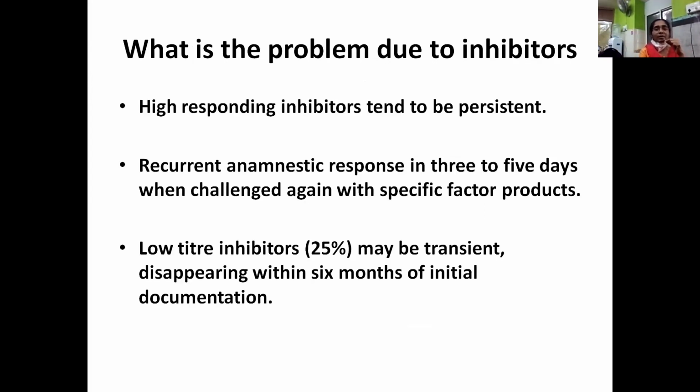So what is the problem due to inhibitors? In patients with a low responding inhibitor, that is less than 5 Bethesda units, sometimes over time the inhibitor can become negative. But high responding inhibitors tend to persist, and these patients can develop an anamnestic response, that is a sudden increase in titer when they are further exposed to factor therapy.